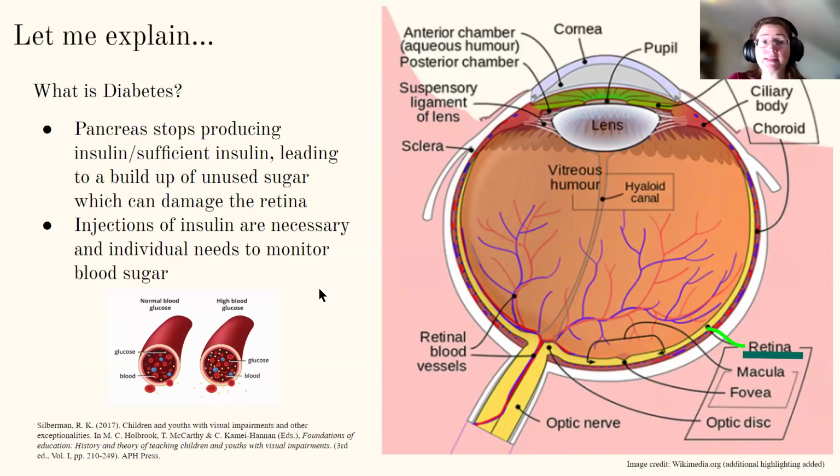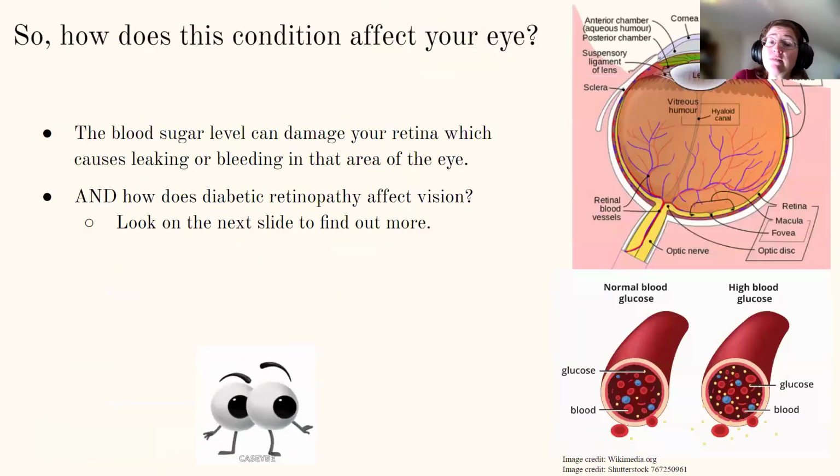So what is diabetes? The pancreas stops producing insulin, or it's not producing enough insulin, leading to a buildup of unused sugar, which then damages that retina. Injections of insulin are necessary, and individuals need to monitor that blood sugar. So the blood sugar level can damage your retina, which causes leaking or bleeding in that area. And how does diabetic retinopathy affect vision? So we're going to find out.